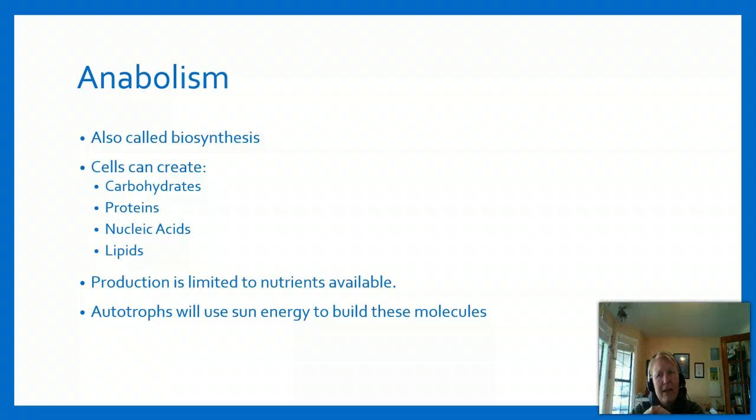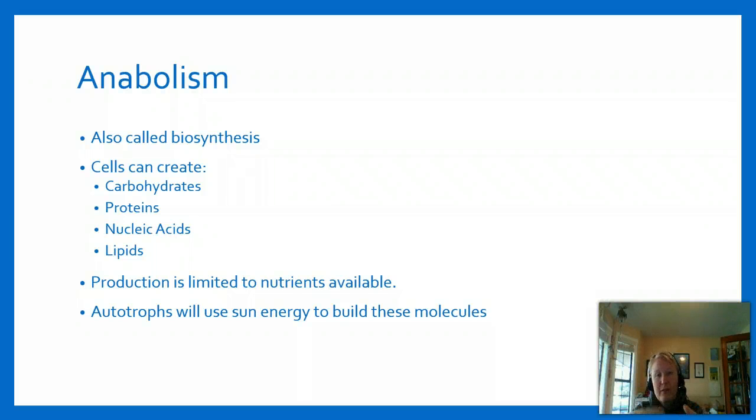So first we have to define what anabolism is. Anabolism is also called biosynthesis, and you'll see that term used a lot more than anabolic processes. Cells can create all four of the large biological molecules: carbohydrates, proteins, nucleic acids, and lipids. They need to make all of these. The production is limited to the nutrients that are available, however.